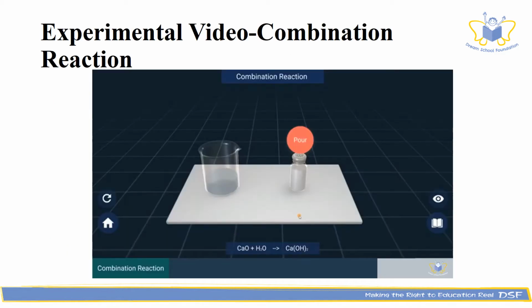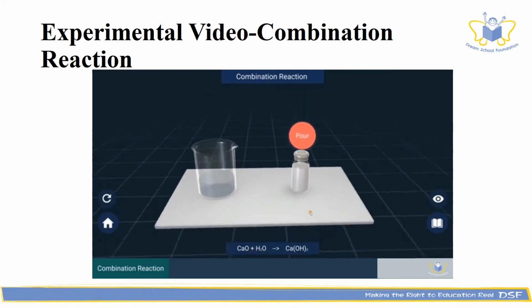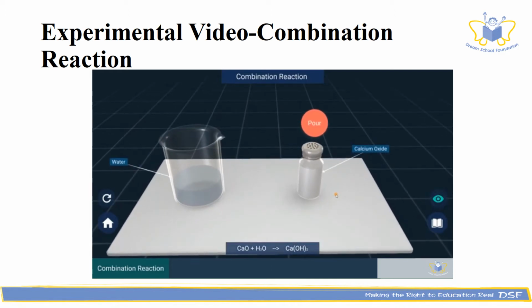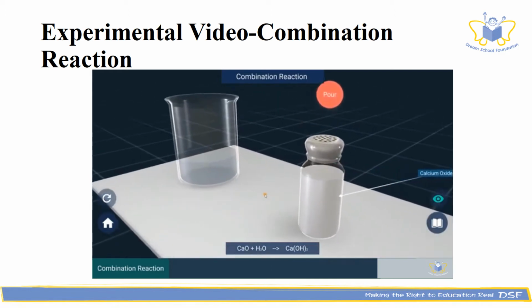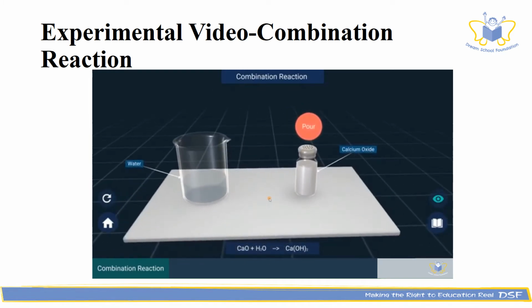Watch an experimental video on combination reaction. What is a combination reaction? Let's perform an activity to understand this. We have taken calcium oxide and water. Add the calcium oxide into the water and observe.